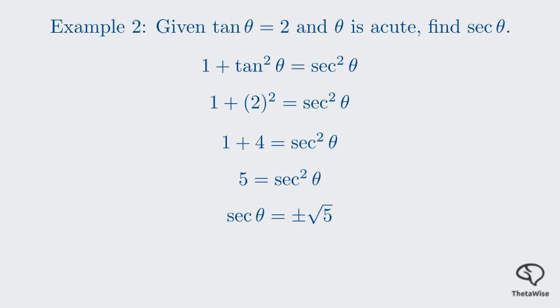Again, we need the quadrant information. We're told the angle is acute. An acute angle is in quadrant 1, where all trigonometric functions are positive. So, our answer is the positive square root of 5, sec theta equals root 5.